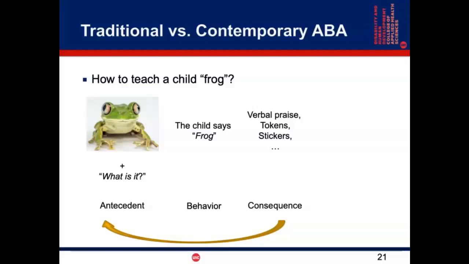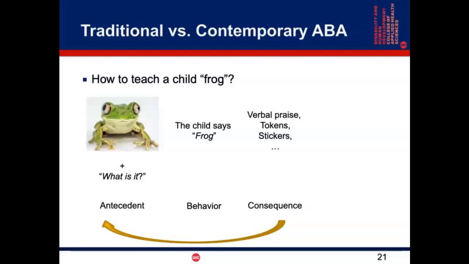And so the child says frog, and that would be their behavior, and then we respond with some sort of confirmation that that's a correct response with verbal praise, like, yeah, that's right, that is a frog. Or we could put other contrived things in place, like tokens or stickers, and we work for 10 tokens, and we take a break and we do something fun.